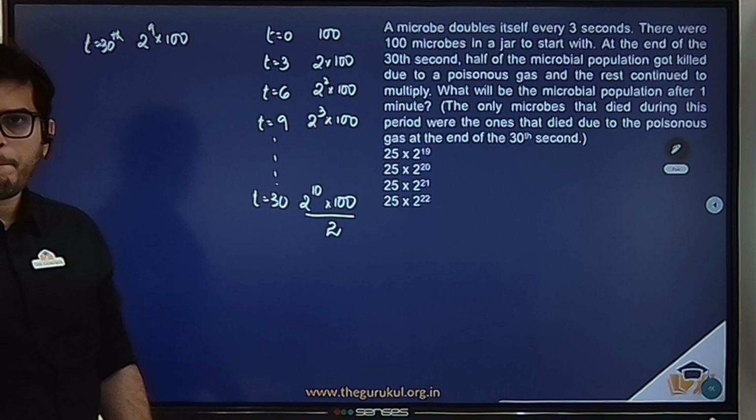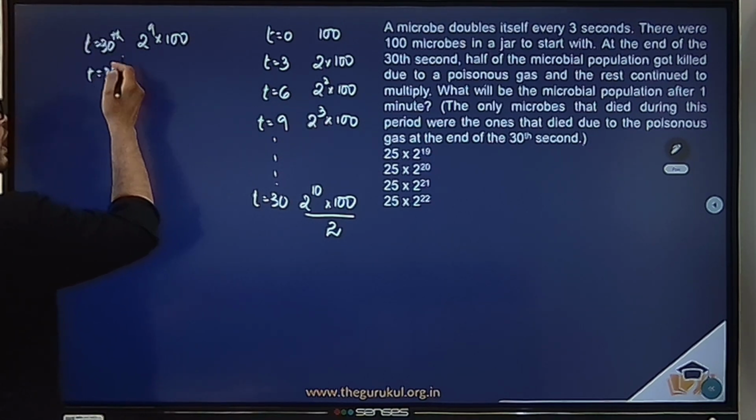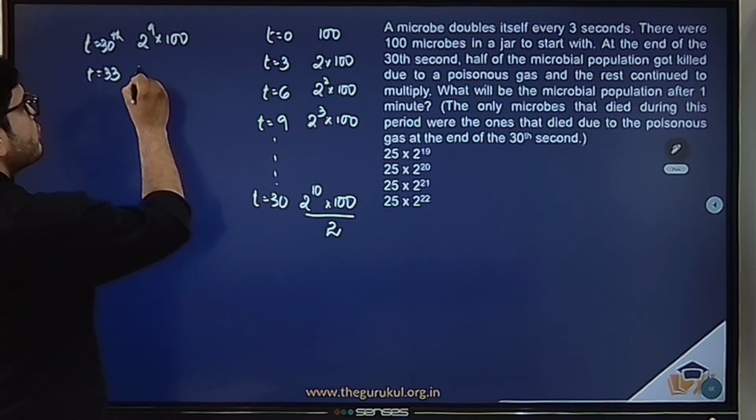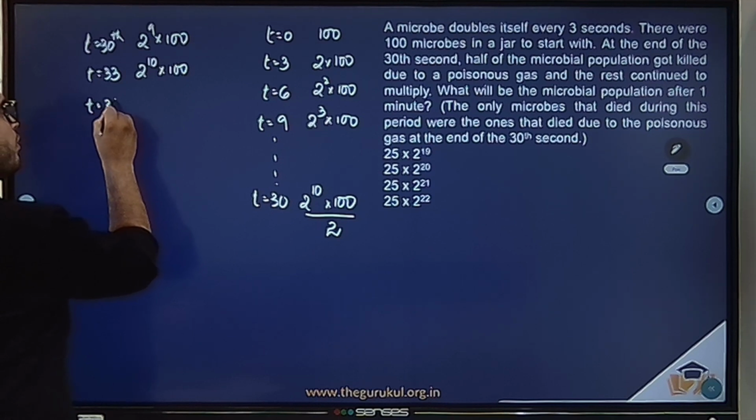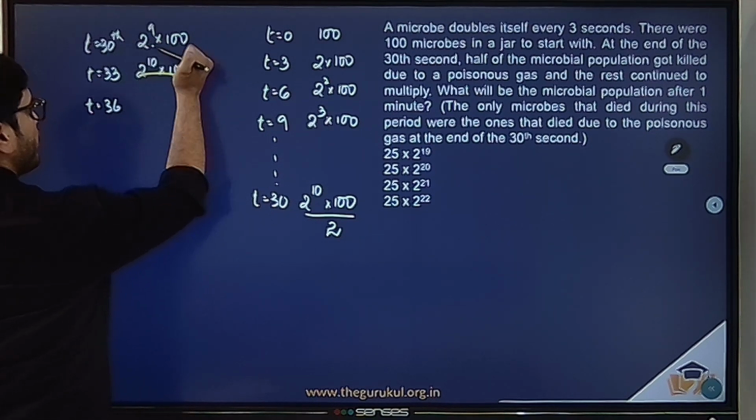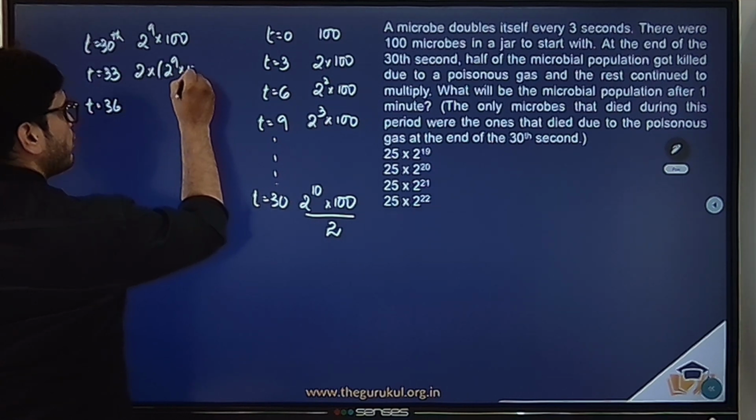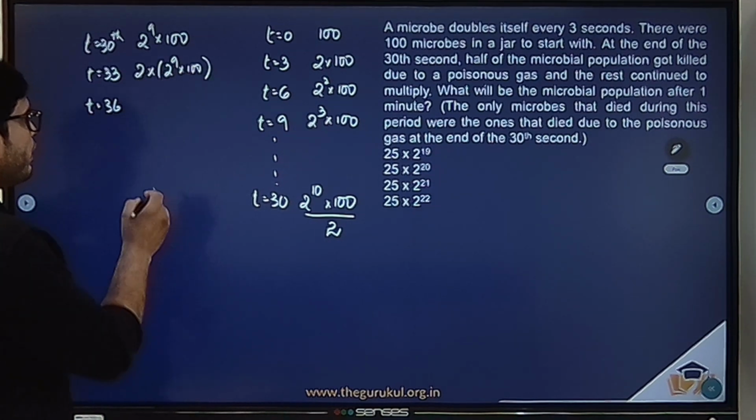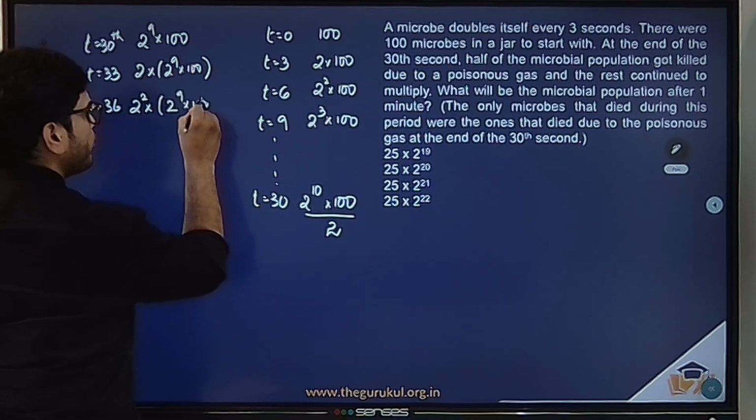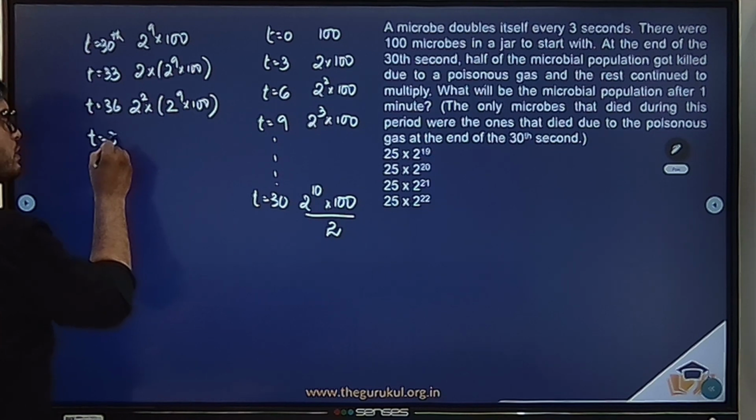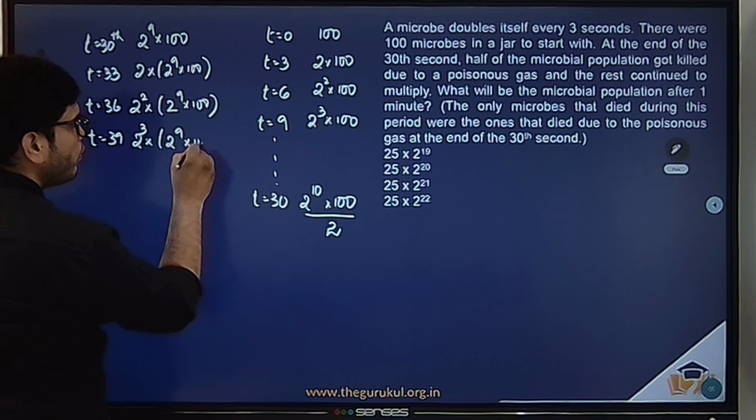Right? Now, when t is equal to 33, after 3 more seconds, this will get double. So you'll be having 2 power 10 into 100. Now when t is equal to 36, or let me write this as 2 into 2 power 9 into 100, just to avoid confusion. Now let me write this as 2 square into 2 power 9 into 100. Now 39 seconds, 2 cube into 2 power 9 into 100.